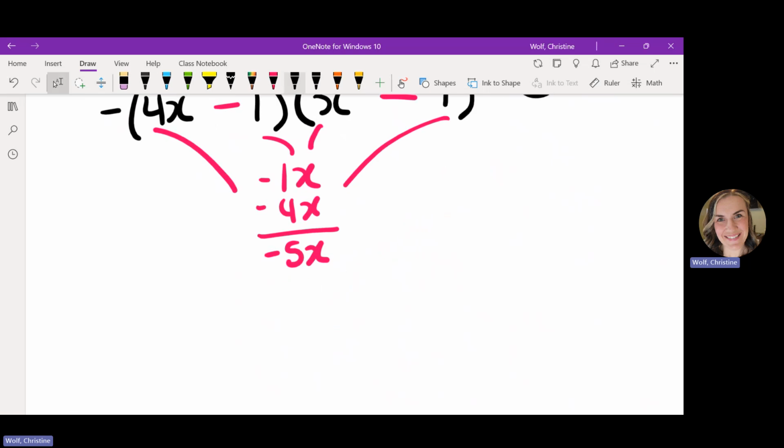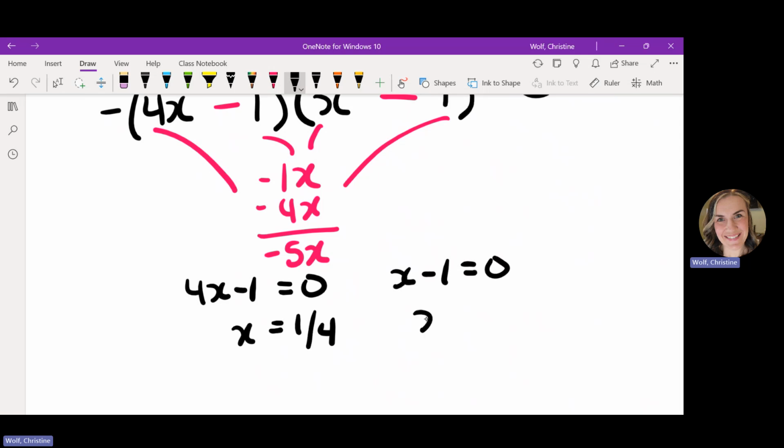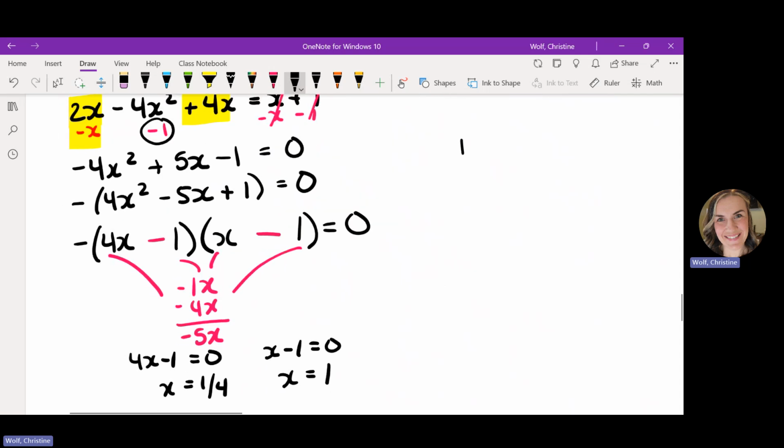Now I take each factor, 4x minus 1, set it equal to 0. x minus 1 set equal to 0. When I solve that, I get 1 over 4. When I solve that, I get 1. Now, not so fast. You may want to throw those in a solution set and call it a day. Not so fast. Restrictions come into play big time here, and you're going to see why in a second.